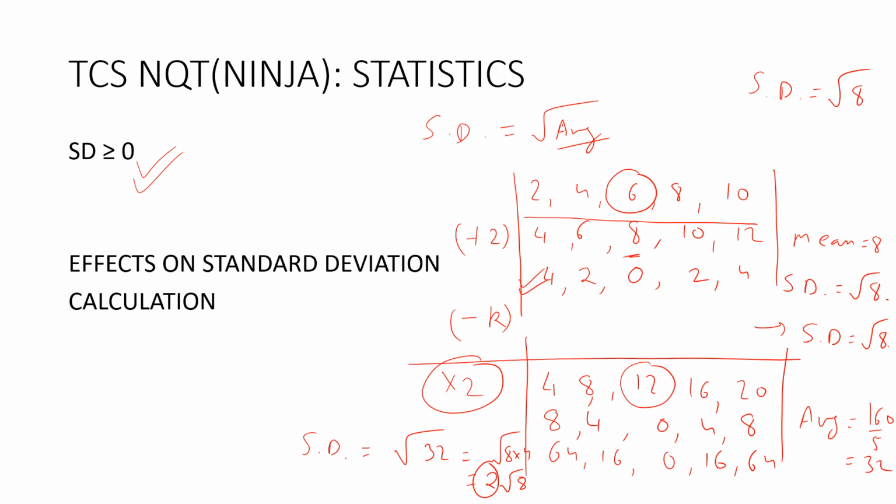Same thing will happen with division. If, let's say, you were dividing by some number k, standard deviation would also get divided by k. You basically write mod k. As in, if you're doing it with a negative as well, it is going to get divided by the magnitude. Okay.